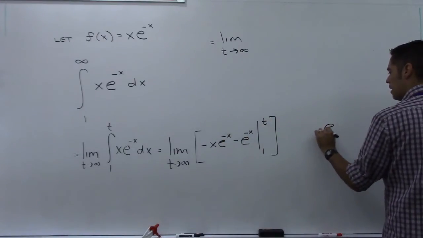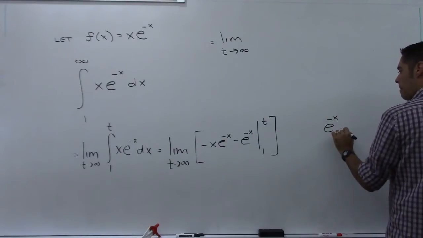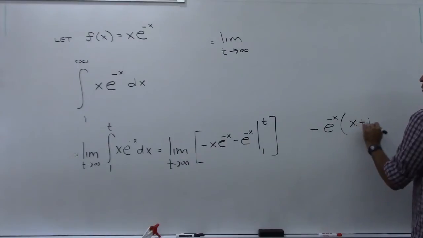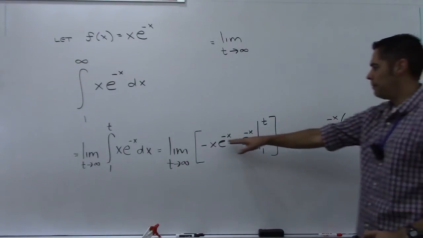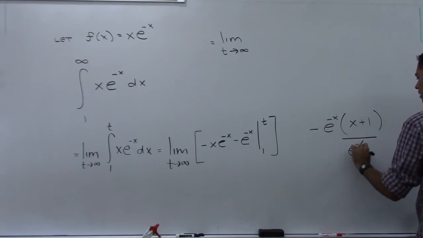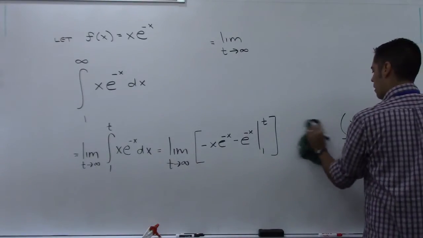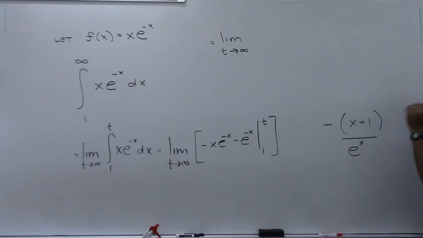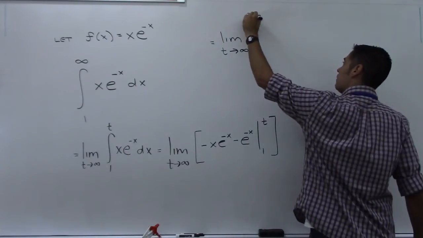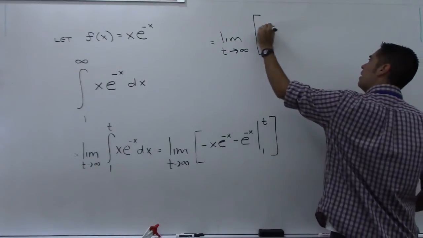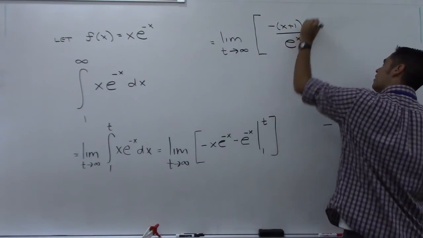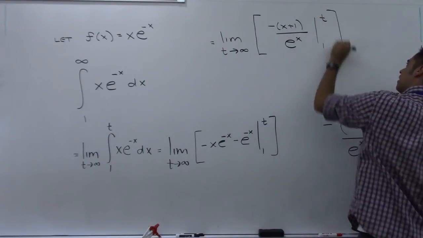And watch how I'm going to rewrite it. I'm going to pull out an e to the negative x. Let's make it a negative e to the negative x. I'm left with x plus 1 if I do that. And then I'm going to take this and drop it below as a positive x. And I had that negative, maybe I'll just leave it out there. So this is going to be a limit, t goes to infinity, negative x plus 1 over e to the x evaluated from 1 to t. I like that a little better.